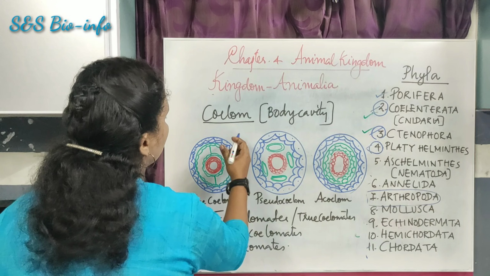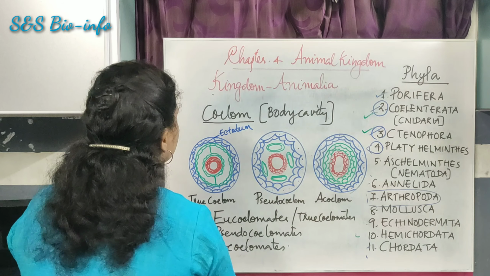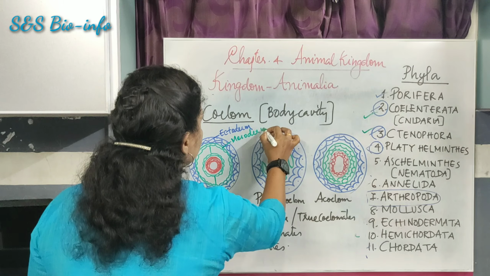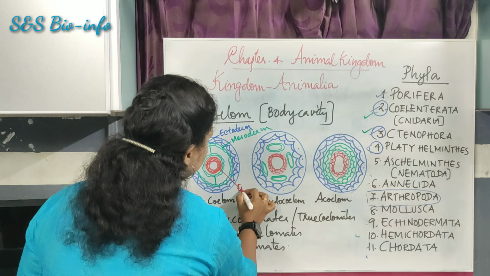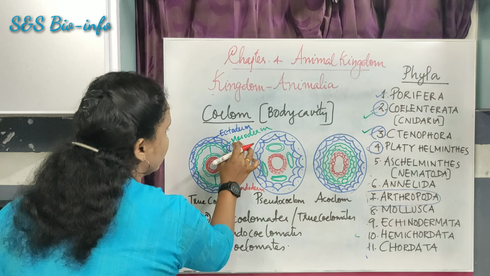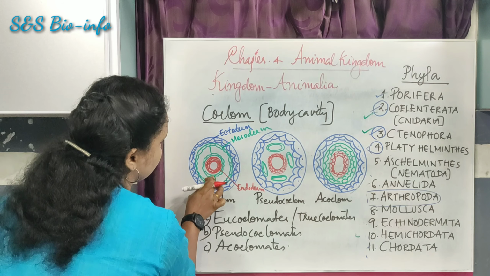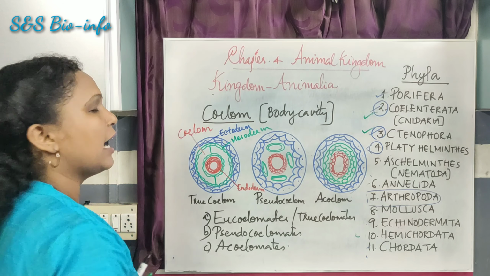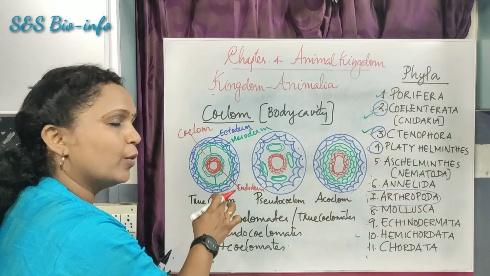Here you can see the outer ectoderm. The blue color part represents the ectoderm. Then the middle mesoderm. And the red part represents the endoderm. Here in the first diagram, the mesoderm layer is divided into 2 parts, the outer mesoderm and the inner mesoderm. In between there is a blank space. This is called actually what? Coelom or body cavity. Got it? So this is the diagrammatic representation of true coelom or eucoelom.